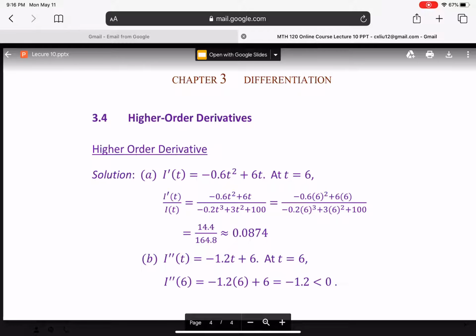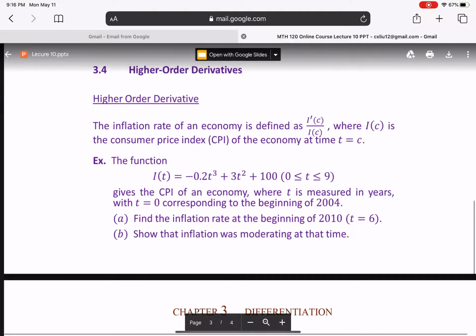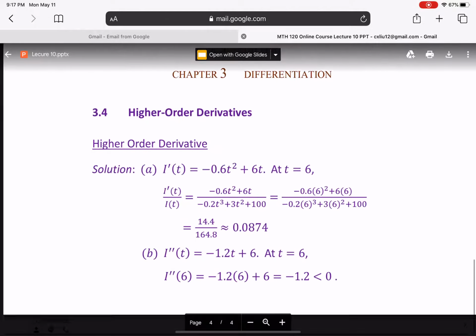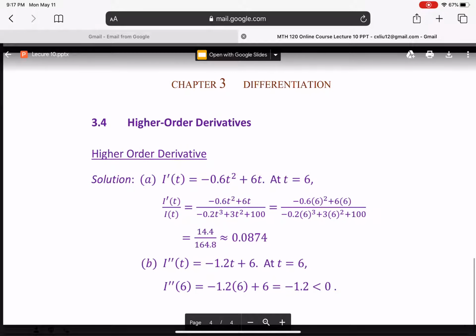In question B, we need to show that the inflation was moderating at that time. So what we do is we take the second derivative of I and see what happens. So the second derivative of I, I double prime t, is equal to negative 1.2 t plus 6 if you just take the derivative of I prime. So at t equal to 6, plug in 6 for t, we get negative 1.2 times 6 plus 6. That's just negative 1.2, so that's negative.